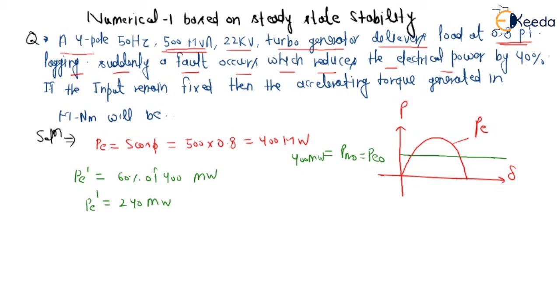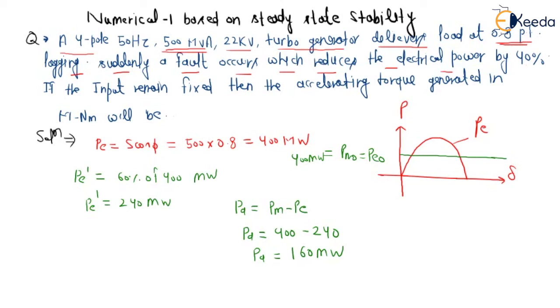Now if mechanical input remains constant, we can calculate PA is equal to PM minus PE. So PM value will be fixed, that is 400, minus PE value, which has been reduced to 240 megawatt. So this will be the PA value. So accelerating power is 160 megawatt. PA value has come to 160 megawatt basically.